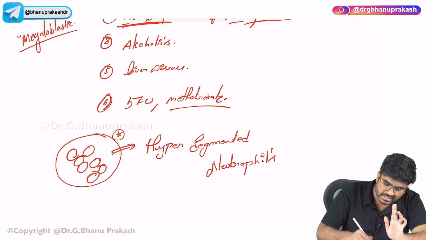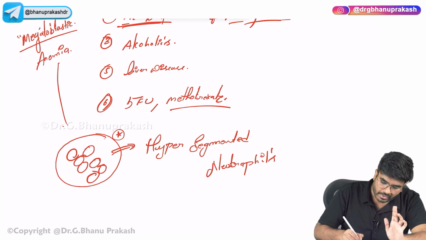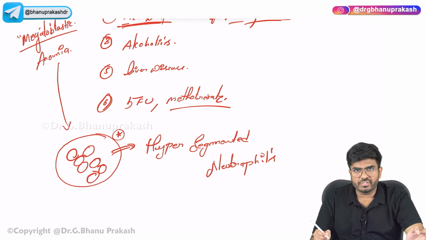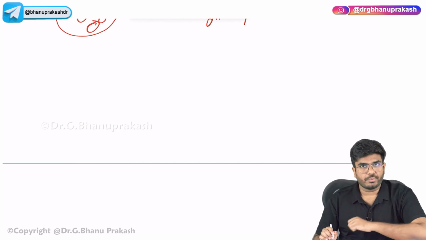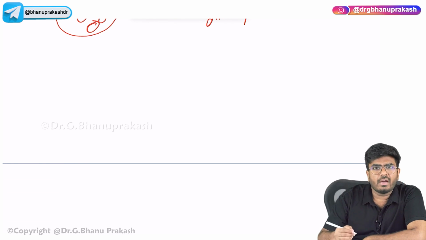Megaloblastic, in the name itself: mega means bigger, blastic means immature cells, megaloblastic anemia. Hypersegmented neutrophils are seen in megaloblastic anemia, vitamin B9 and B12 deficiency, with immature, bigger cells. Apart from this, what else I have to teach you is how folate works.